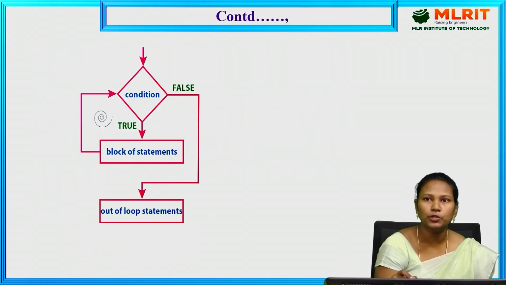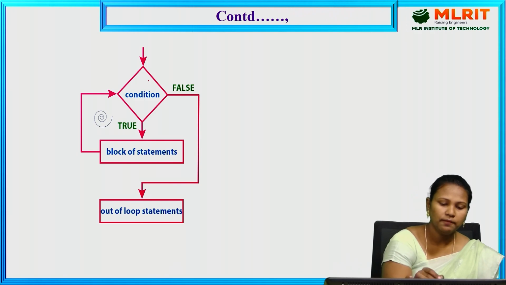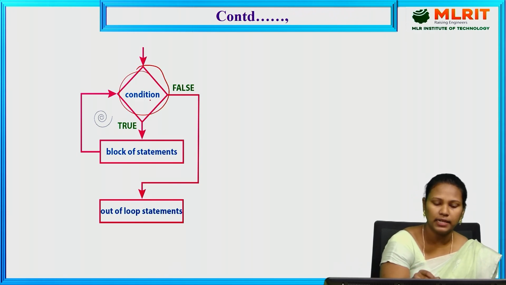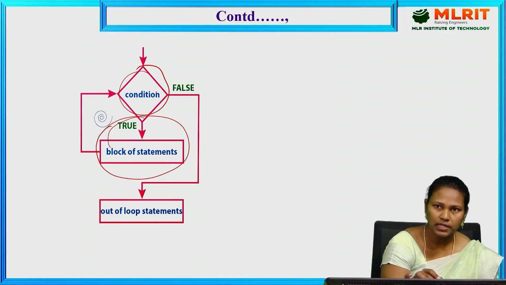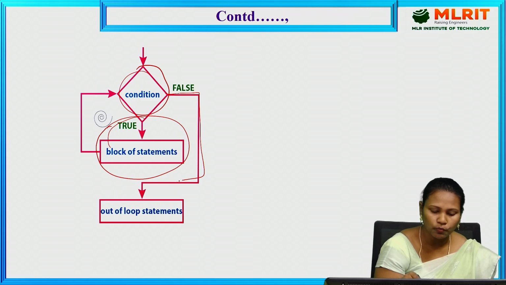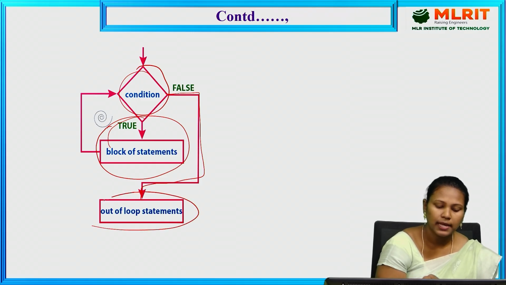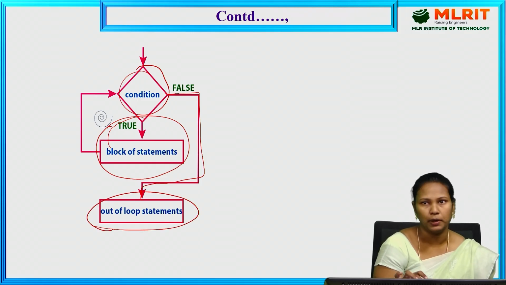So this is the flowchart of while. Here this is the condition. If the condition is true, it executes the block of statements of the while block. Otherwise, if the condition fails, it comes out of the loop and executes the remaining statements in the program.